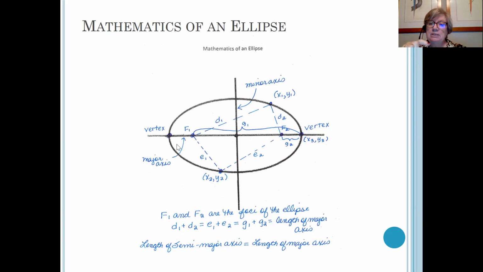Now, of course, sometimes ellipses are long this way, sometimes they're long vertically. So either way, the length of a semi-major axis, we'll see that phrase in a little bit. A semi-major axis is half the length of the major axis. I said length of semi-major axis equals the length of the major axis. No, it doesn't. The length of the semi-major axis is 1/2 the length of the major axis. Okay.